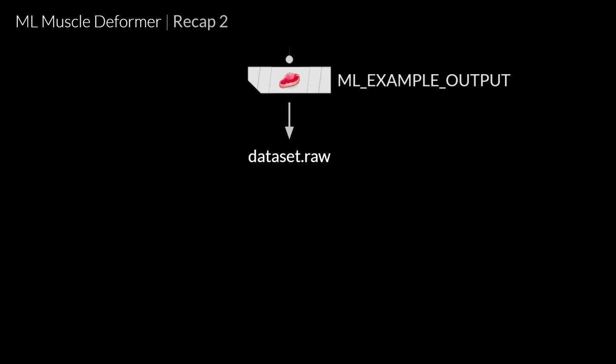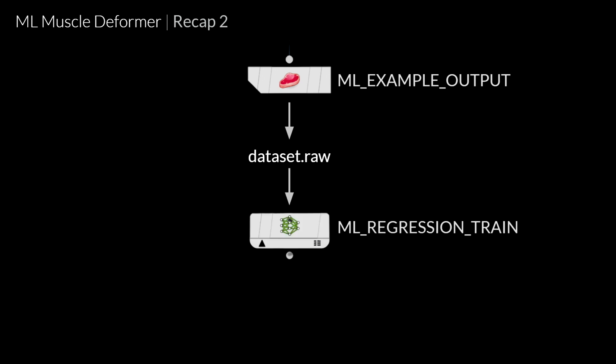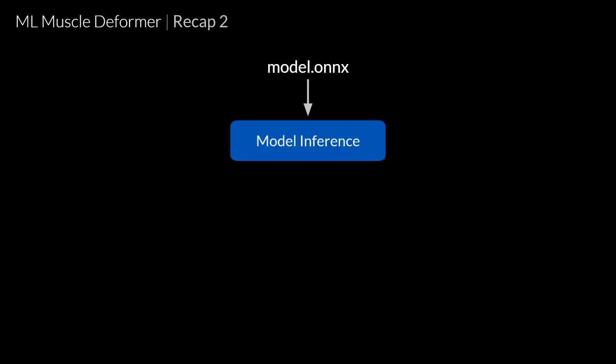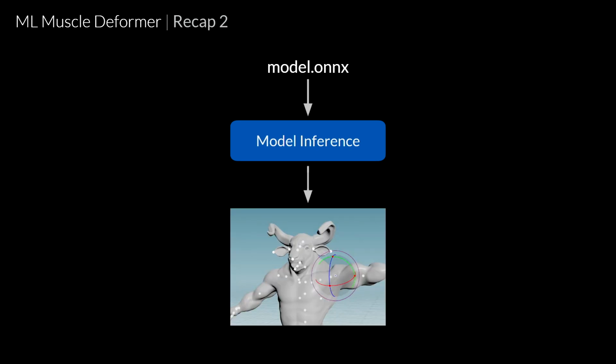And so, okay, one more recap. I want to make sure all of you are still here and following along. Now we have a few more steps. There's an ML example output node, which is writing our data set out to disk. That data set is being trained using this node in a top network. And once the training has finished, we get our Onyx model. We then can take that model and we can really do anything with it, but here we're feeding it through the inference process, and the result of that is being applied to the character, resulting in muscle deformation.